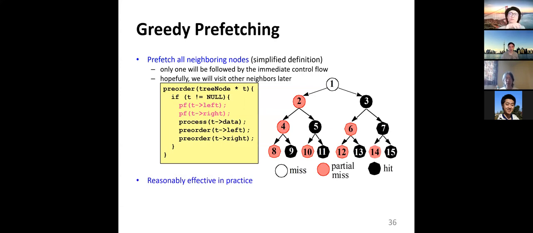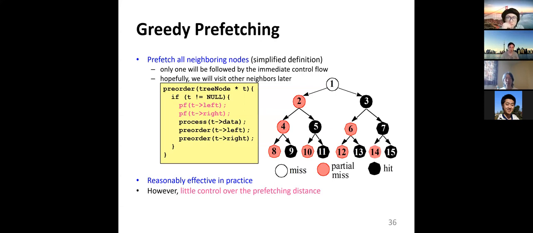So the reason people use it is that it's quite effective in practice. Usually when people traverse the tree, they traverse most of it, so those accesses are usually not completely wasteful. Some of them are actually useful, but you had very little control over the prefetching distance.